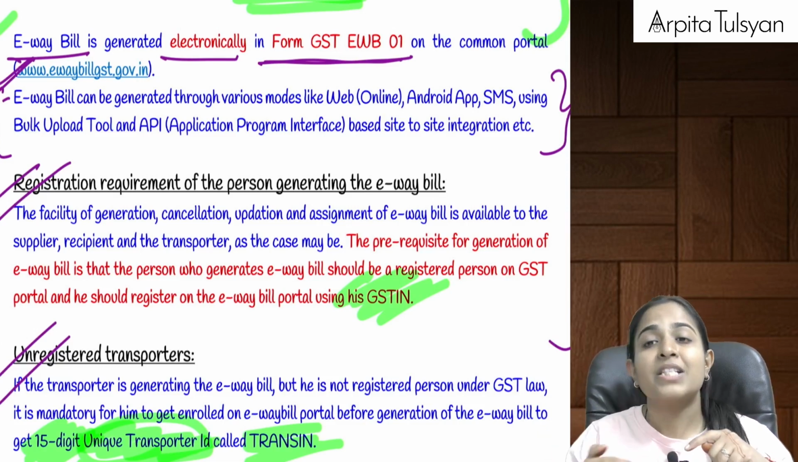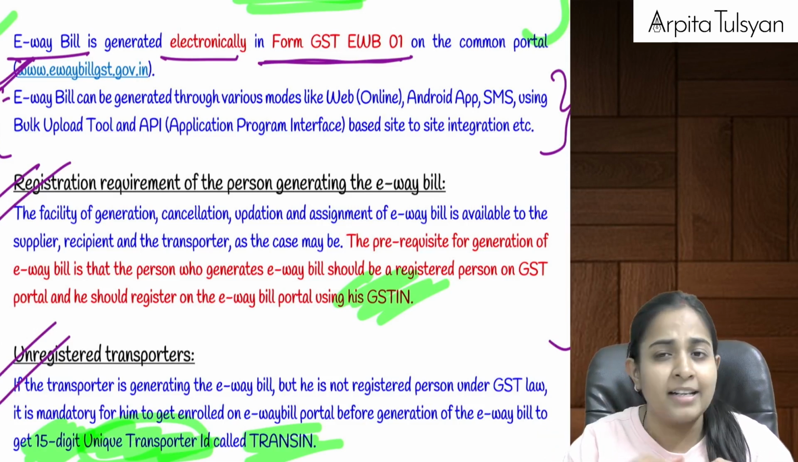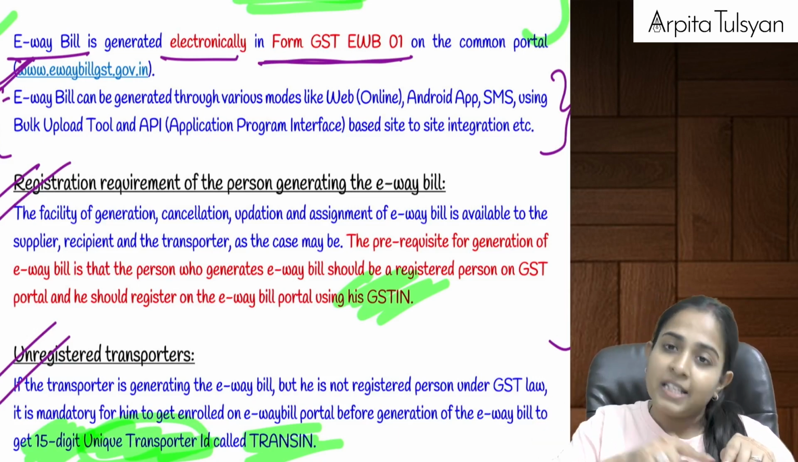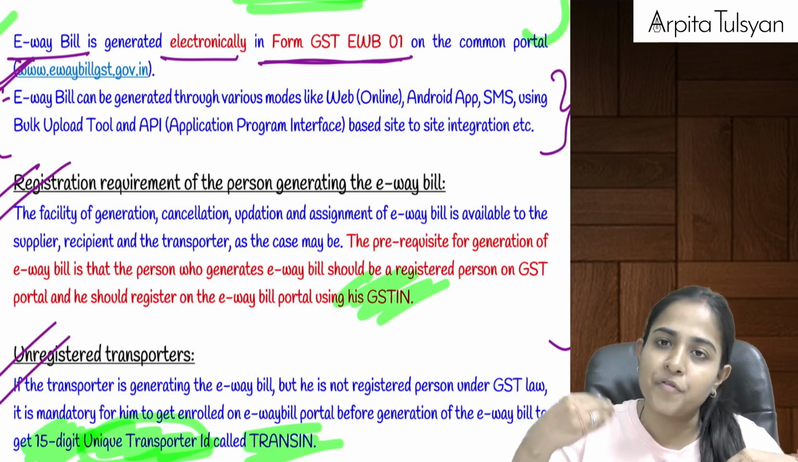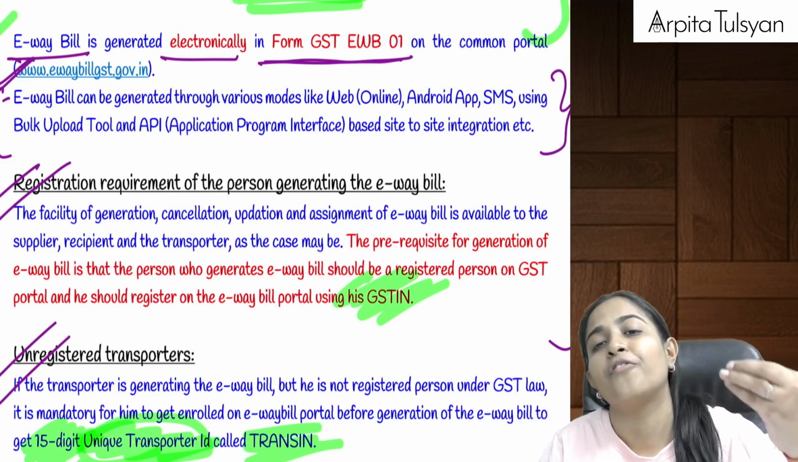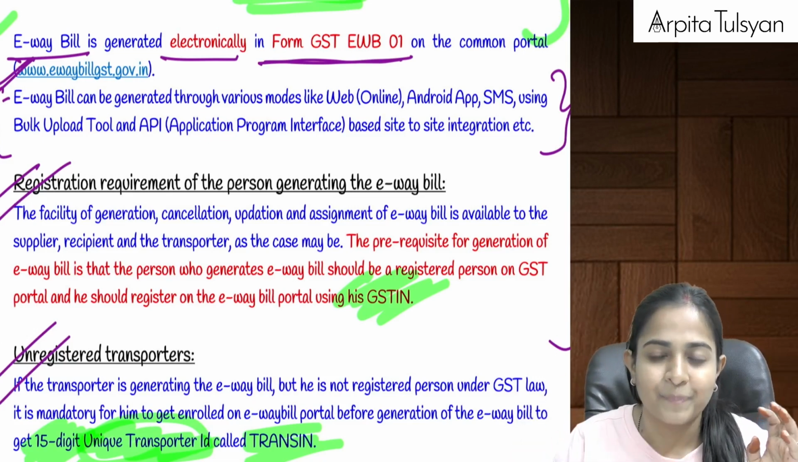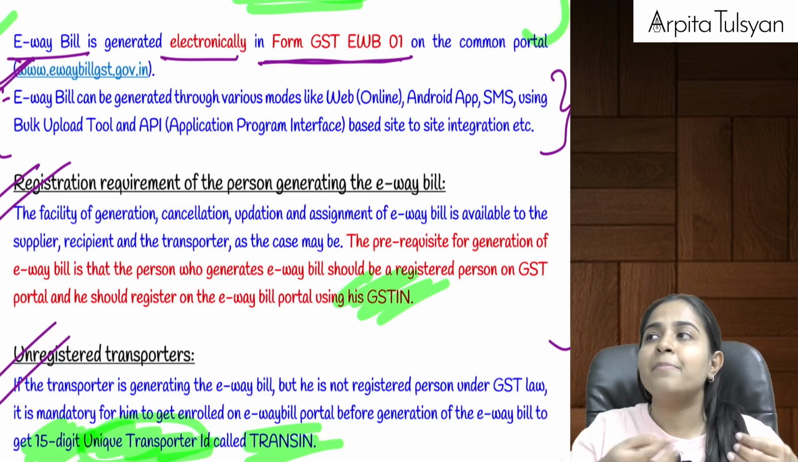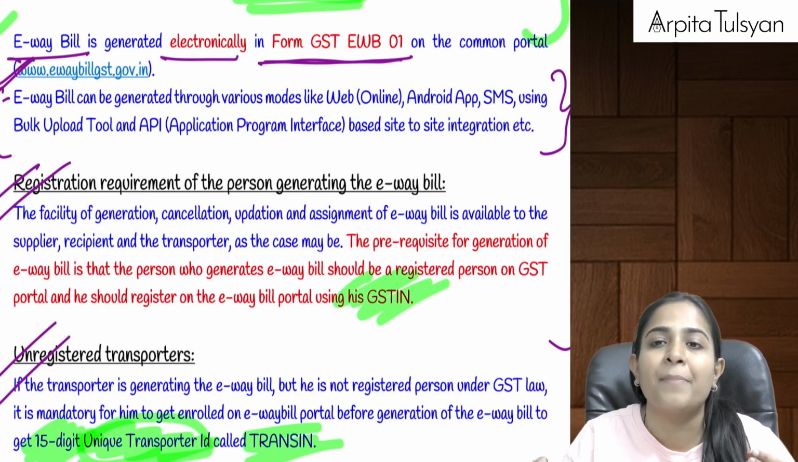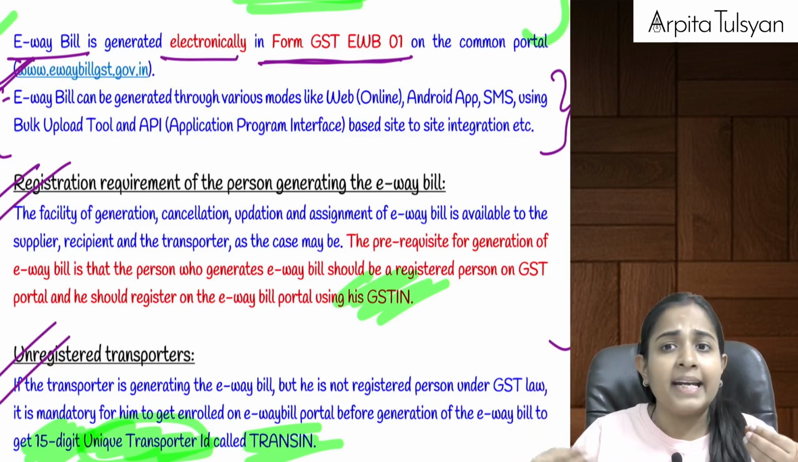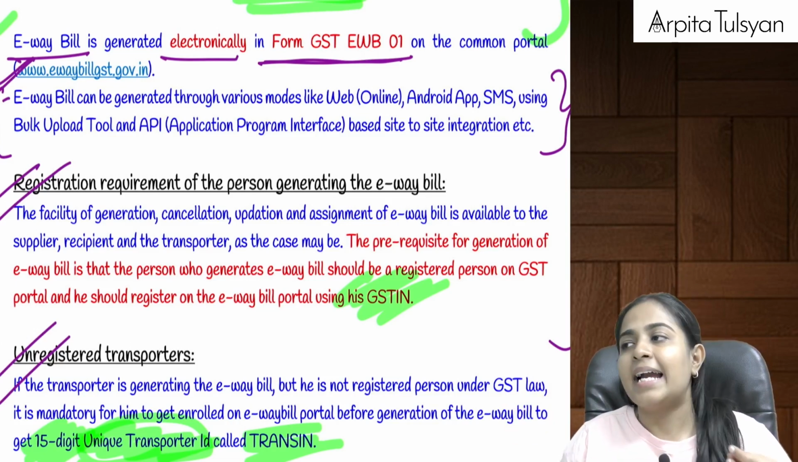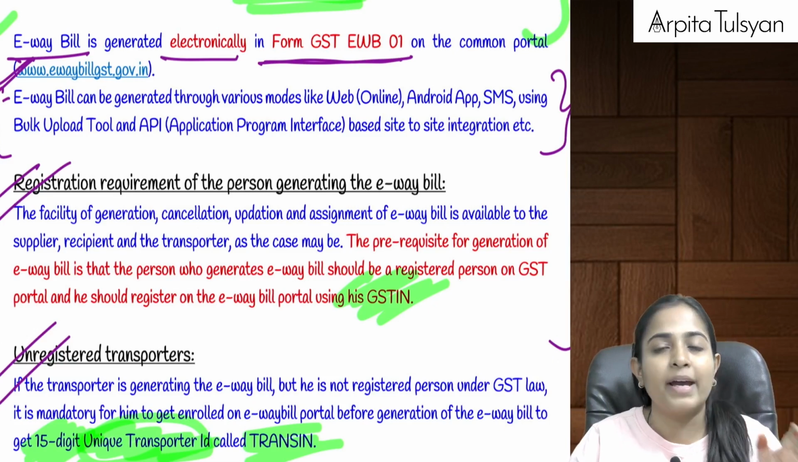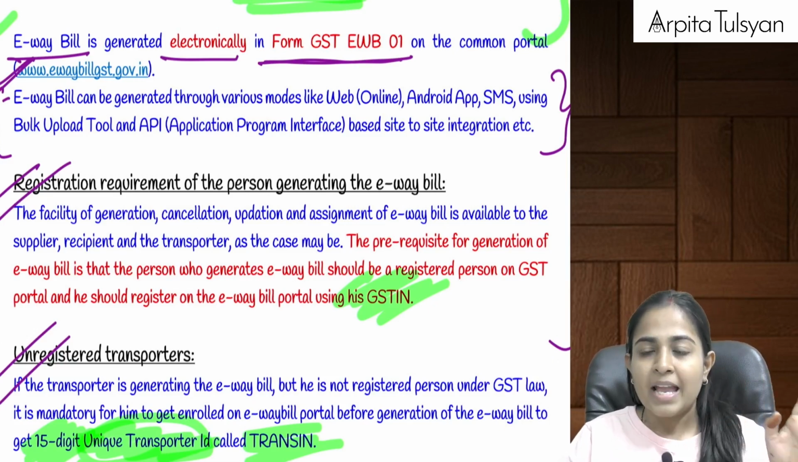Now this e-way bill is to be generated whenever there is a movement of goods. This movement of goods can be on account of supply, or it can be on account of reasons other than supply. Example, a principal is sending goods to the job worker. Or if I am sending it to some other person, but it is not a supply, for example, I am sending it for free warranties, then in that case also an e-way bill is required if the consignment value exceeds rupees 50,000. Are you clear till here?